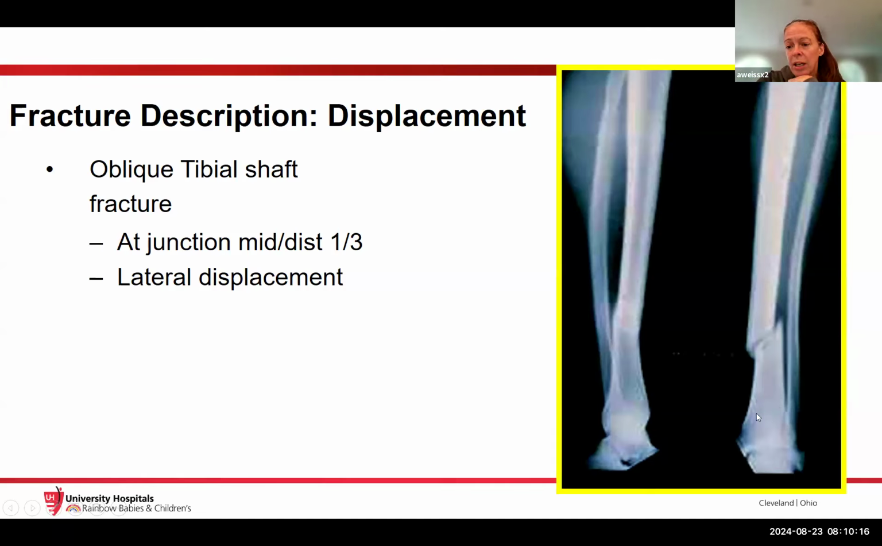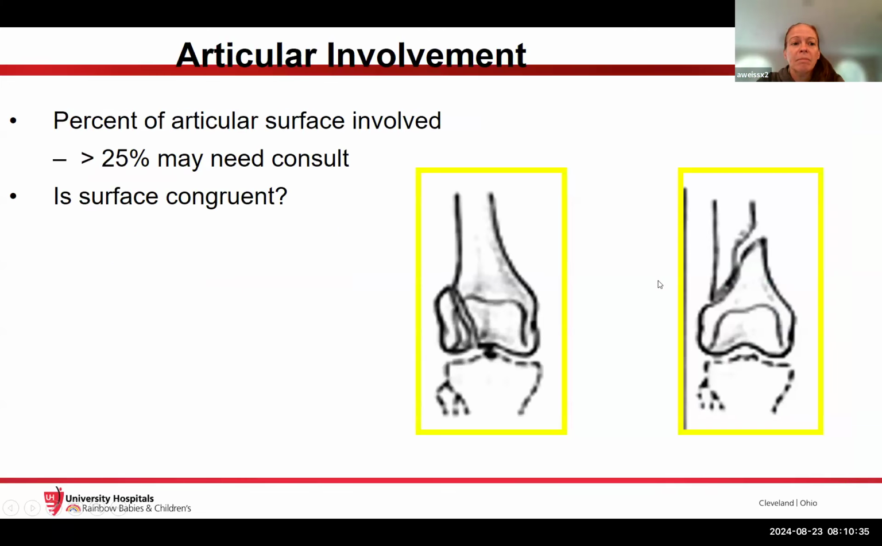So sometimes in fractures that are lower down in the distal tibia and fibula, you can get away with a short leg cast. Whereas this one is high enough up that likely, at least for a short period of time, it is going to require a long leg cast. So knowing where the fracture is is pretty important for deciding what your treatment is.